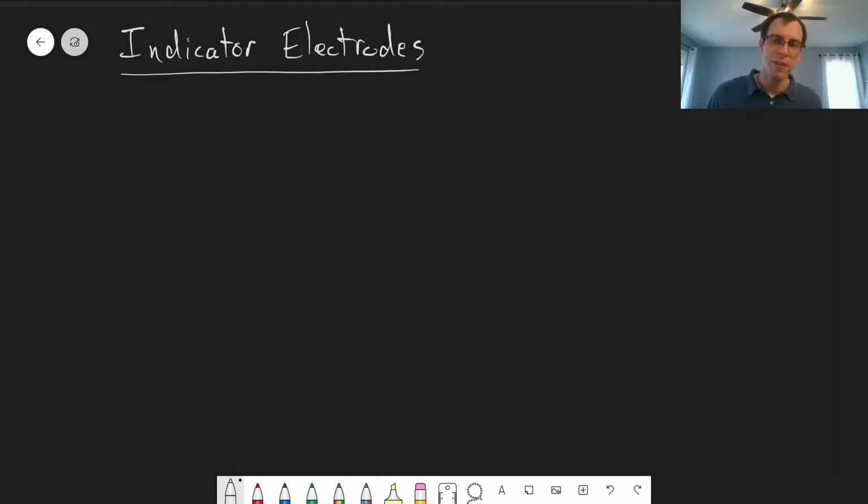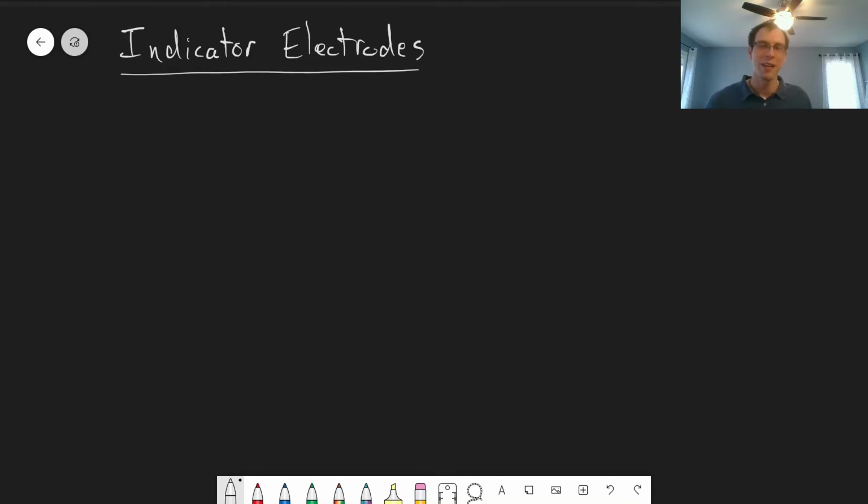Okay, so we've talked about reference electrodes that provide a stable voltage to compare to. We've talked about one major source of error in any potentiometric measurement, which is the idea of junction potentials that happen at the edges of salt bridges. And now let's talk about how we actually make our measurements.